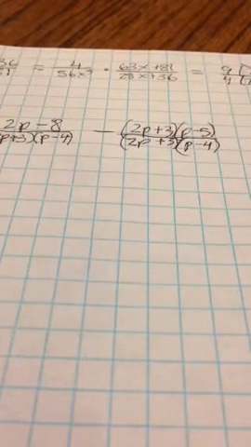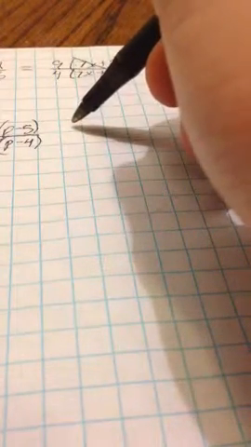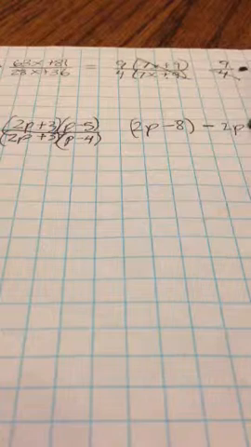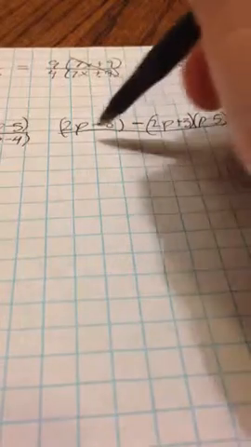Now we can combine these two equations together over the same denominator that we had before. 2p minus 8 minus this whole equation that we had last time, (2p plus 3)(p minus 5), all over the same denominator of (2p plus 3)(p minus 4).